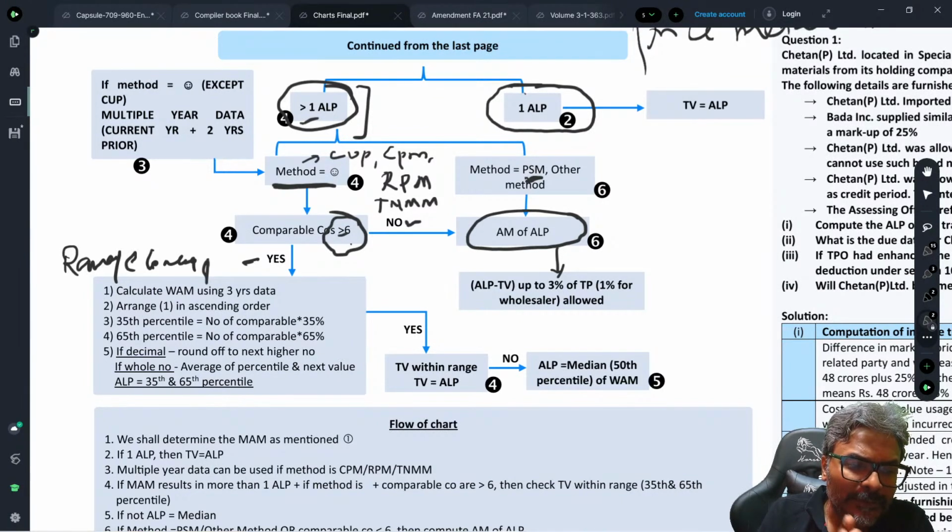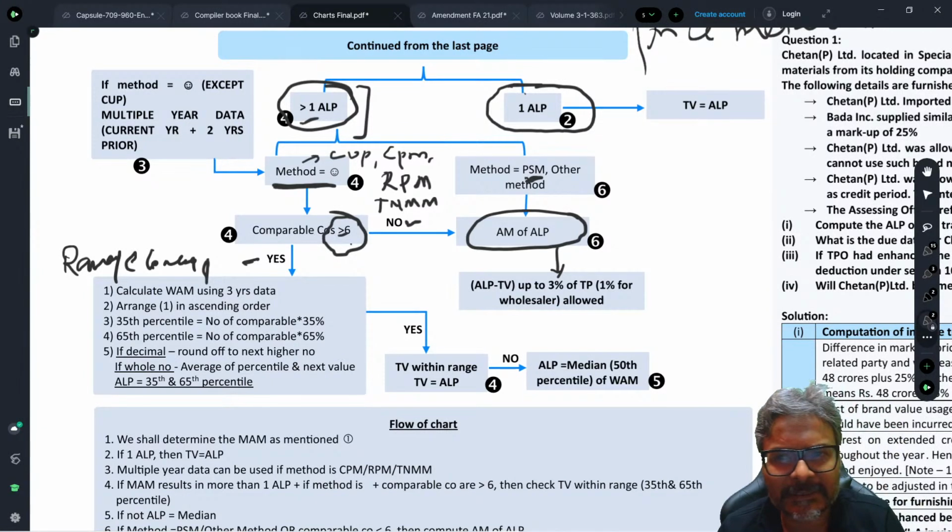Himachal, I hope that all of you are clear with this one, students, in this context. With that, students, this is all about the range concept which I have talked about.